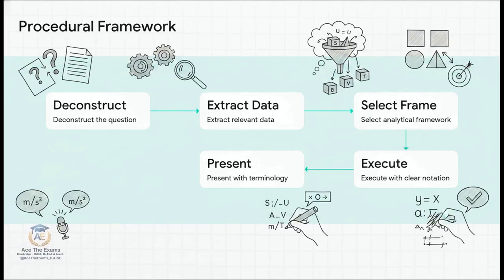Step 4. Execute with clear notation. This is exactly where consultant Alex usually crashes and burns by writing messy, unreadable numbers. You must execute cleanly. Step 5. Present with correct terminology. Make sure your units are completely correct. Are we talking meters per second or meters per second squared? If you miss the squared, you've just given the client the wrong product. This pipeline is your daily operational standard.